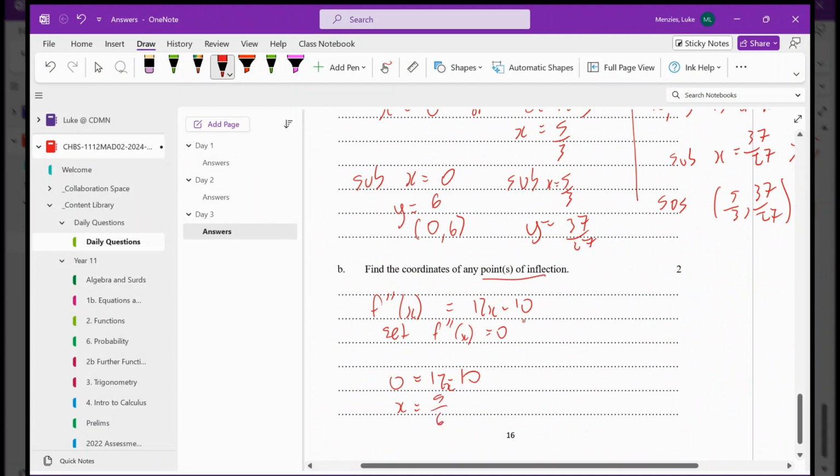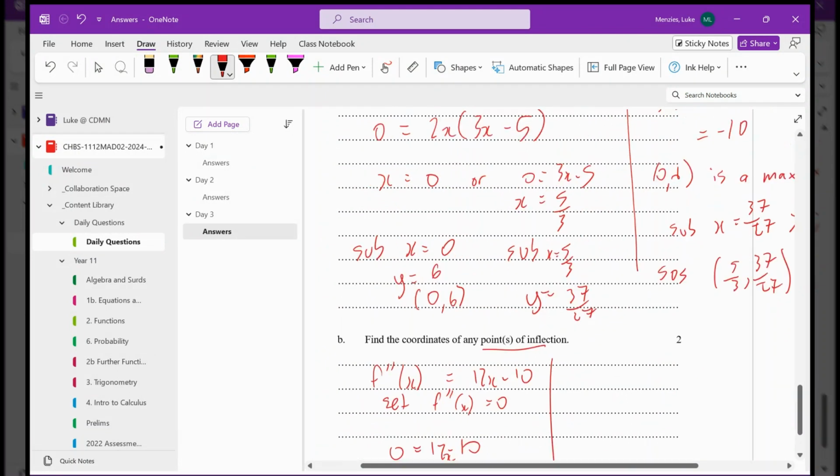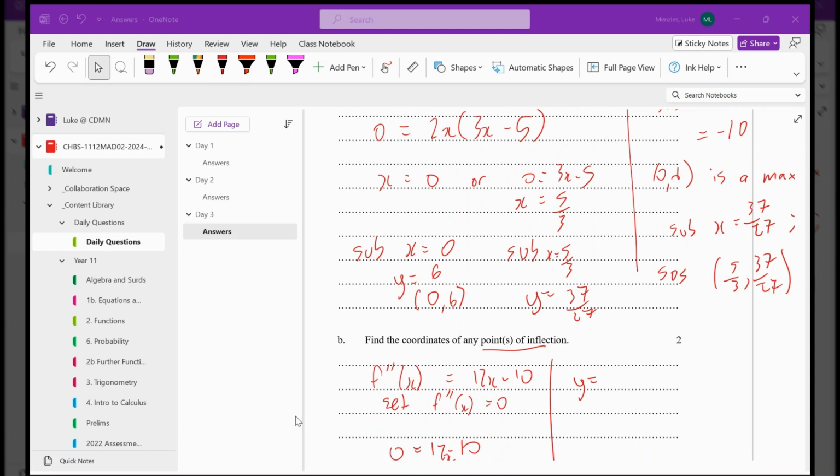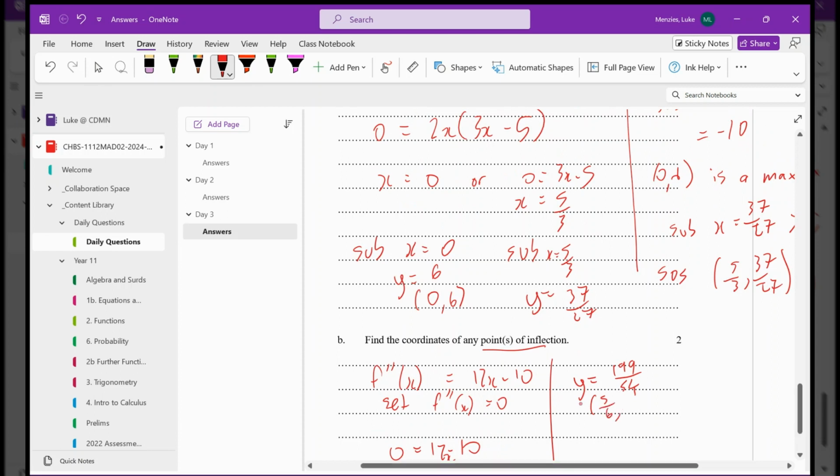Because we're talking about points, we've got to sub that back into the initial equation. So we can say y is equal to, when we sub it back in, we should get 199 on 54. So 199 on 54. So the point there is 5 on 6 and 199 on 54.